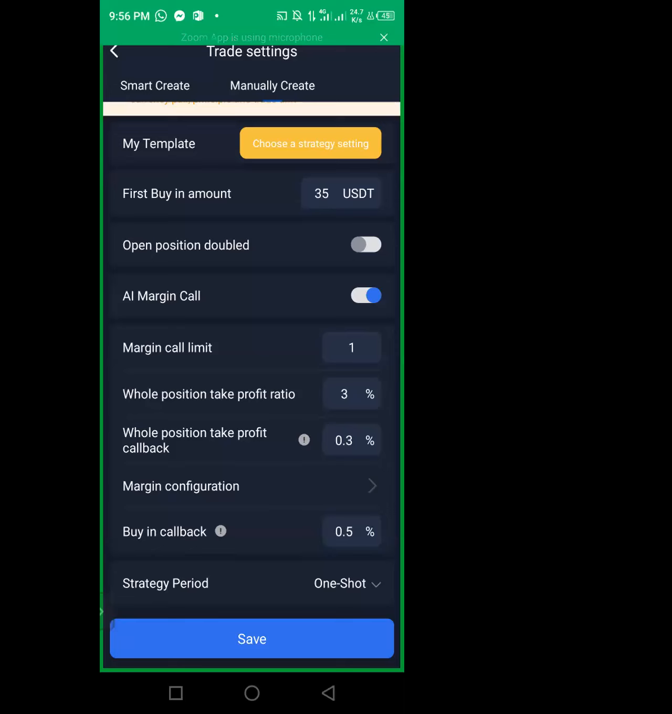If the coin now increases, maybe there's a huge increase, maybe to 10%, the robot will still be monitoring that 10% for you, recording the 10% until there is a whole position take profit callback. Maybe after it reaches 10, it now drops by what you set. Me, I set 0.3. It now drops by 0.3. The robot will now sell this trade at 9.7. So you see, you set 3%, but the robot is giving you 9.7% as profits. That is one of the major reasons we are using the robot. It helps us to maximize profits.